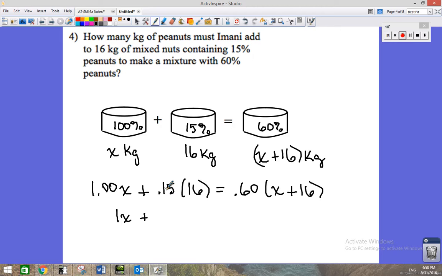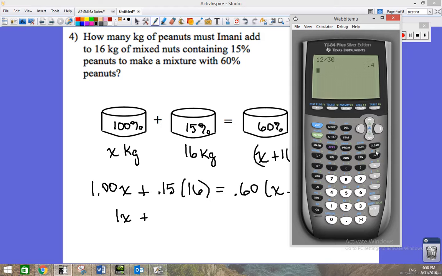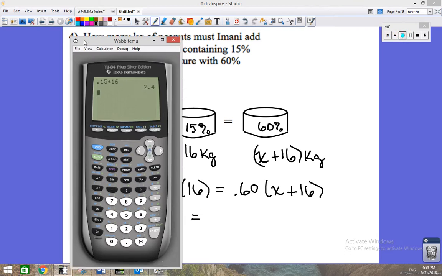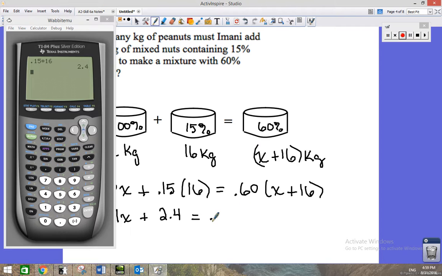I don't know what 15% of 16 is, so let's go to the calculator. 15% as a decimal is 0.15, 15% of 16. 2.4. Let's distribute the 0.6 to each term. 0.6 times x and 0.6 times 16. Well, half of 16 is 8, so this is going to be a number that's larger than 8, 9.6.